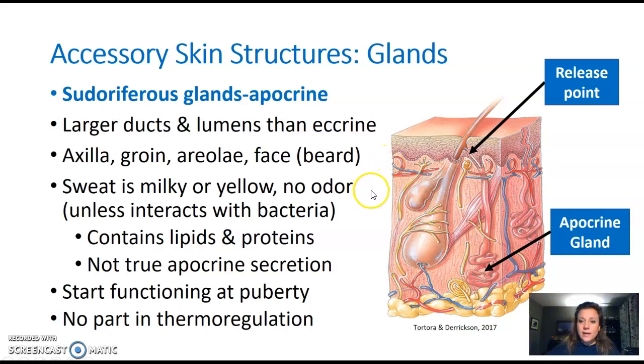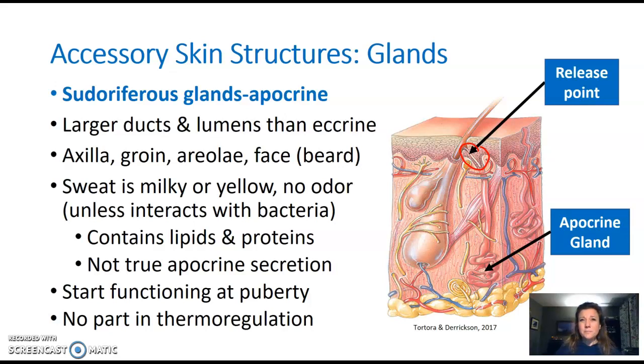Our apocrine sweat glands are not found all over the body. They're going to have larger ducts than the eccrine sweat glands, and if you notice, they are going to also empty into the hair follicle. So they're going to be associated with hairs, just like the sebaceous glands are. The sweat that these glands produce is milky or yellow, and there's no odor unless there is bacteria on the surface of the skin that will break it down.